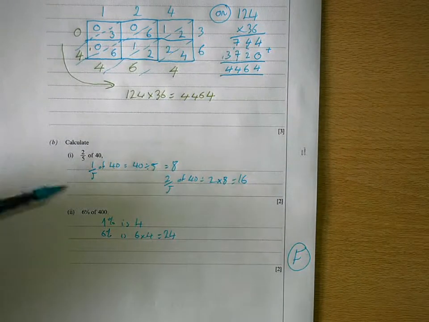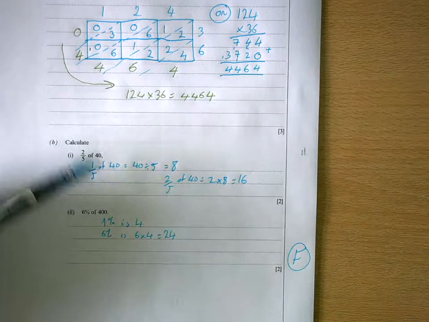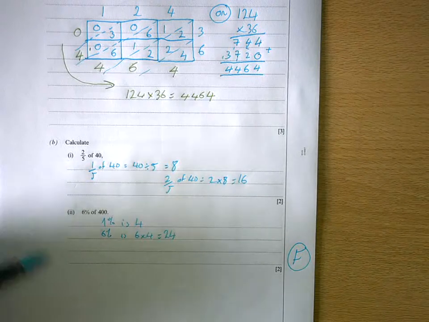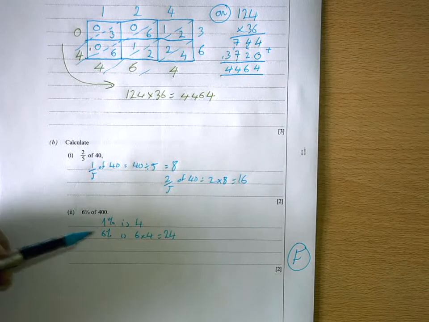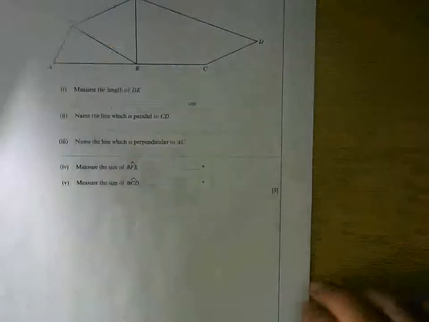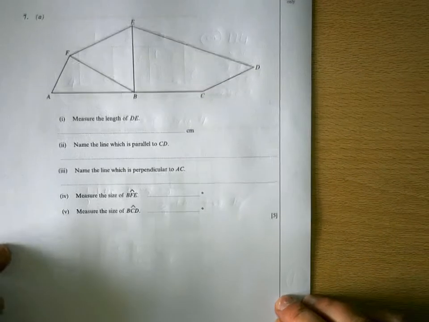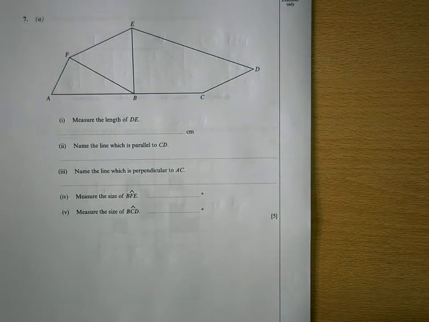When you're finding fractions of, you divide first of all to find 1/5 or 1/6 or 1/8, whatever it is. With percentages, you divide by 100 to find 1%, and then multiply by however many percents you need. Okay, so moving further on towards our next grade, which will be an E.